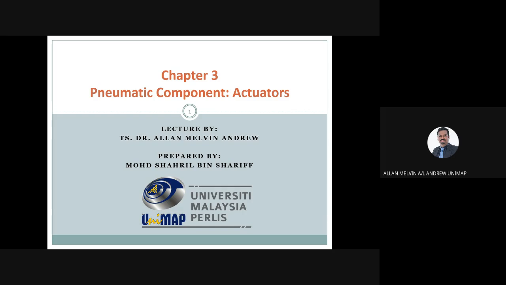Okay, we will start with chapter 3, it's a pneumatic component. So we are still learning about pneumatic components, so different types of components used in a pneumatic circuit. Chapter 1 we saw on the introduction to pneumatic, then chapter 2 we covered earlier pneumatic components related to pneumatic valve. And now we are entering the power elements we call actuators.